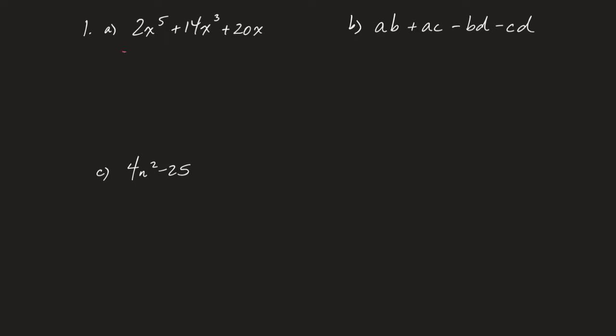The first one, I have 3 terms. First thing I always look for is a common factor, and I notice that in each of those 3 terms, I have at least a 2 and an x. So I'm going to factor out a 2x from every term. That's going to leave me with an x to the 4th in the first term, my 7x squared in my second term, and a positive 10 in my last term. Now I take a look one more time and I see, does something factor further?